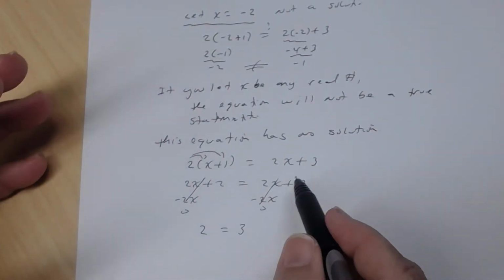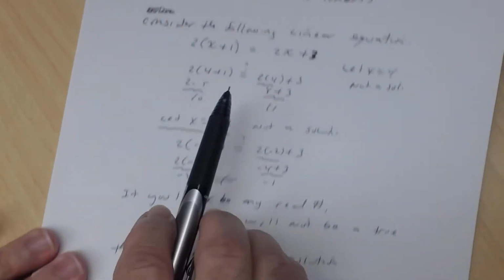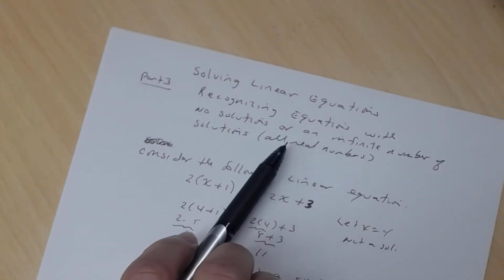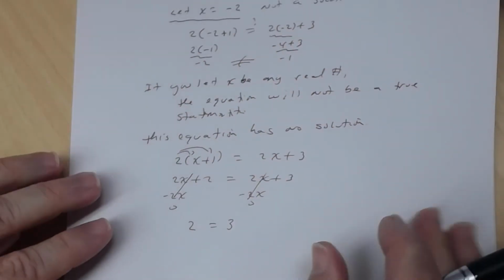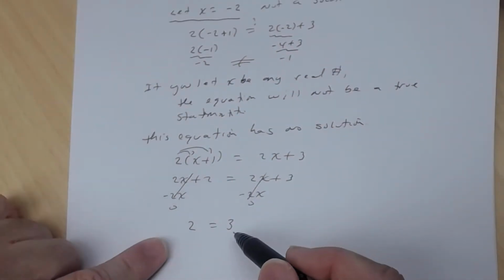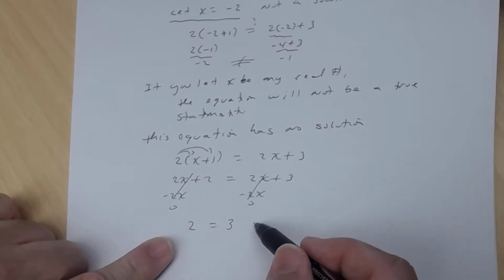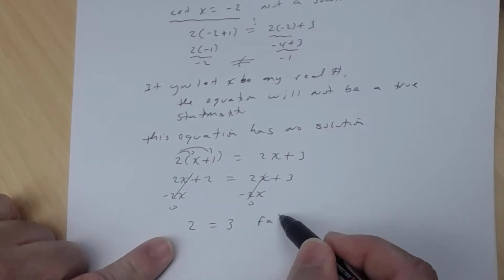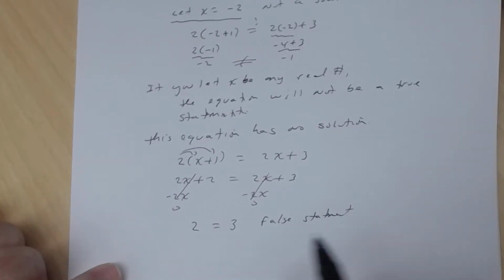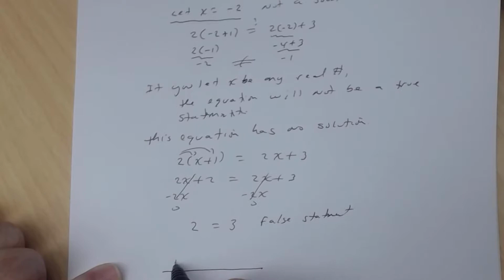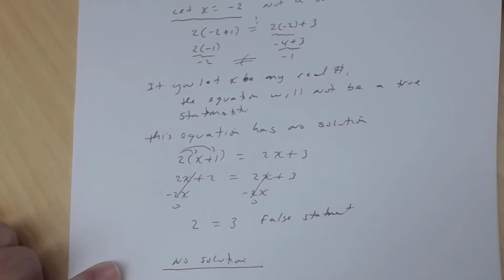So what's happening is that either you're going to get no solution, or you're going to get all real numbers as your solutions. To determine that, you look at this final statement. This final statement says that 2 equals 3. Well, we all know that 2 does not equal 3. That's a false statement. And so what you're going to say in terms of your solution is that there is no solution. Okay, so this equation has no solution.